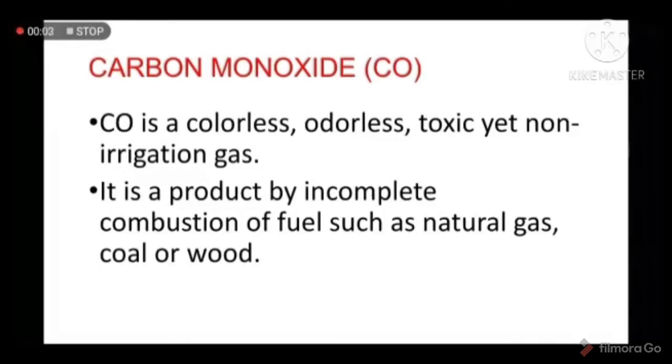Next, carbon monoxide or CO. Carbon monoxide is a colorless, odorless, toxic yet non-irritating gas, and it is a product of incomplete combustion of fuels such as natural gas, coal, and wood. It is about 3% lighter than air. Please take note that this kind of air pollutant is a silent killer. Why? Because it displaces oxygen in the blood and deprives the heart, brain, and other vital organs of oxygen.